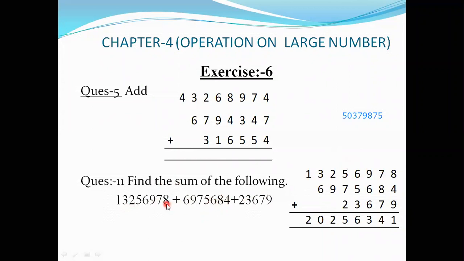Ones place, 8 is the ones place, and here 4 is also a ones place. Then we write this number below the ones places. And here 9 is the ones place of another number. Then we put the 9 below the ones places.